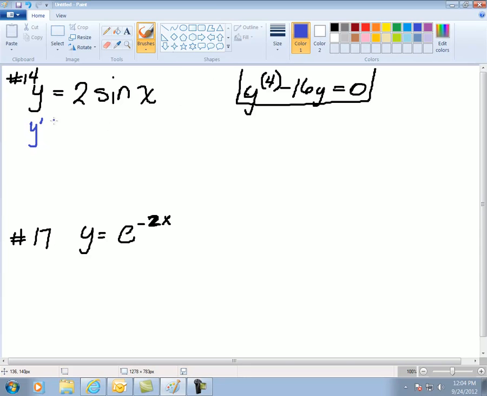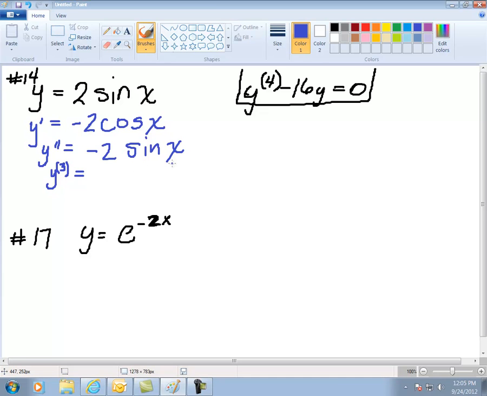So the first derivative would be minus 2, because the derivative of sine is cosine, so the 2 would be out front. So it's 2 cosine x. And then the second derivative would be, again, we can move the negative 2 out. The derivative of cosine is just negative sine. The third derivative would be, again, we can move out the negative 2.